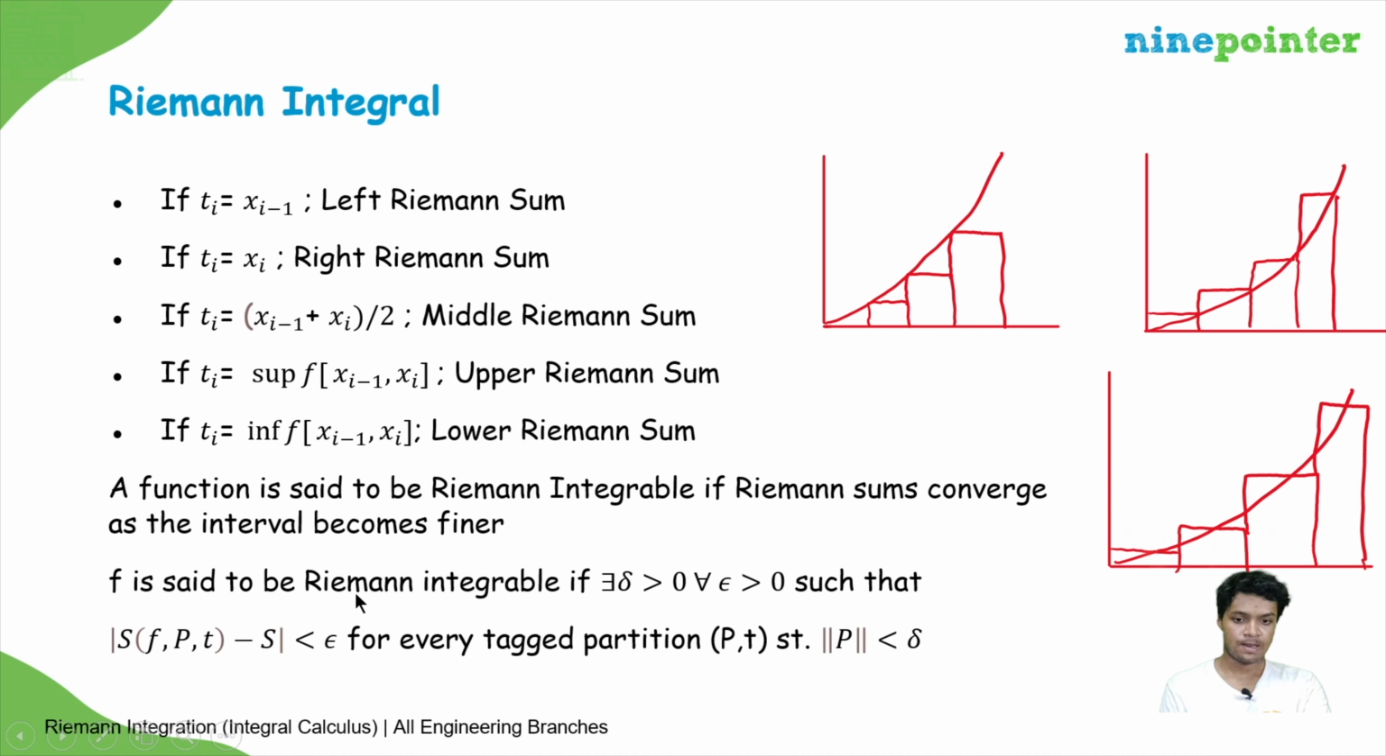f is said to be Riemann integrable if there exists a delta greater than 0 for all epsilon greater than 0, such that this modulus, that is the Riemann sum minus s, is less than epsilon for every tagged partition (P, t) such that norm P is less than delta. This s is the value at which all Riemann sums converge, and this is known as the Riemann integral.